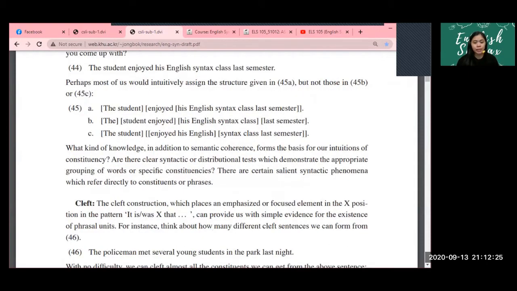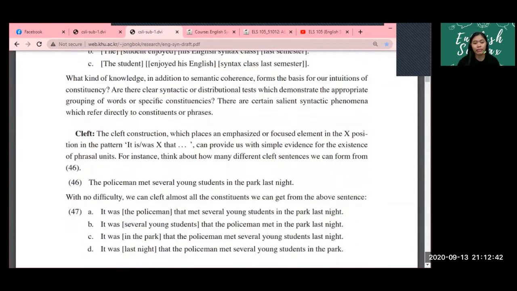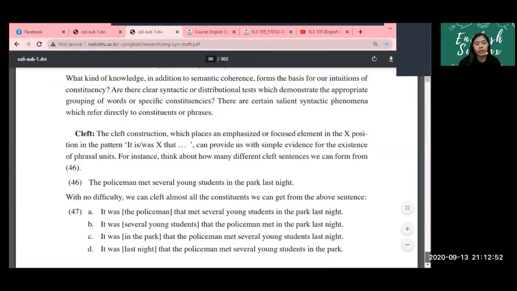So let's take a look at some of the salient syntactic phenomena which refer directly to constituents or phrases. There are ways to identify that a group of words is a phrase or a constituent. Let's start first with the cleft construction. A cleft places an emphasized or focus element in the X position in the pattern: it is or was X that, to provide simple evidence for the existence of phrasal units.